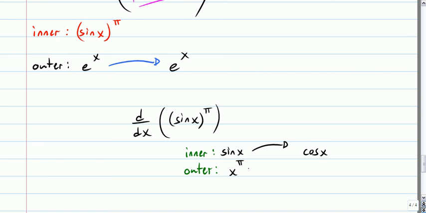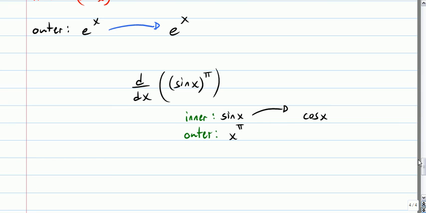The derivative of the outer. Okay, it looks nasty, but it's not. It's just x raised to a number. So it's the same thing. You're going to march that out front and take one away. So pi times x to the pi minus 1. So I go, okay, derivative of the outer, pi x to the pi minus 1, evaluated at the inner. That's just sine x, multiplied by the derivative of the inner.